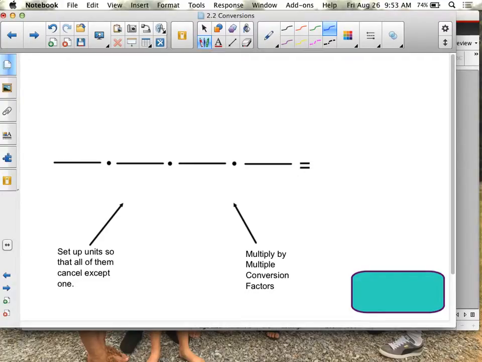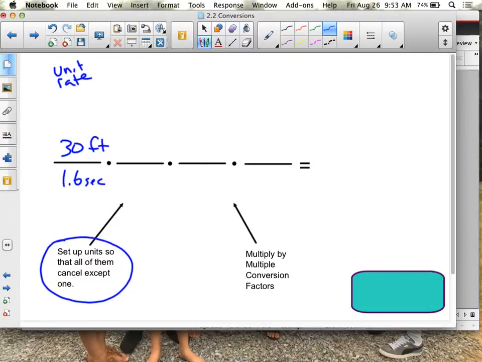So I'm going to start here with my unit rate from the problem that I'm given. And I was told that that car goes 30 feet in 1.6 seconds. Now, the idea here is that I'm going to set up all of my units so that they cancel except the ones that I need. So here's what I mean by that. I'm going to start canceling my feet.